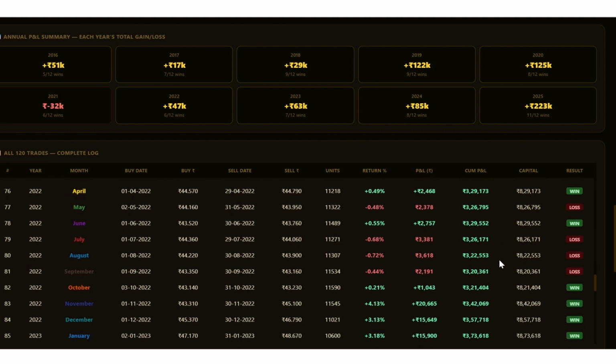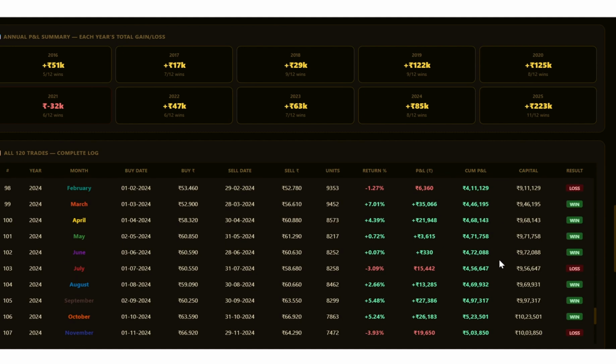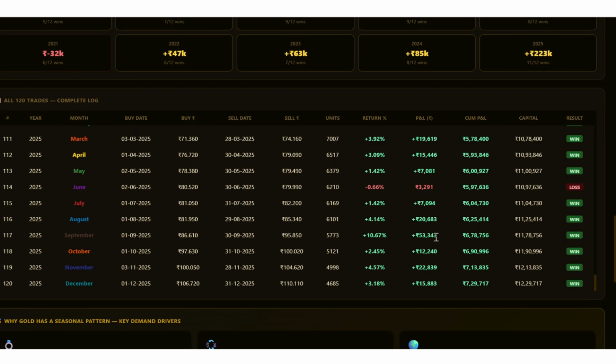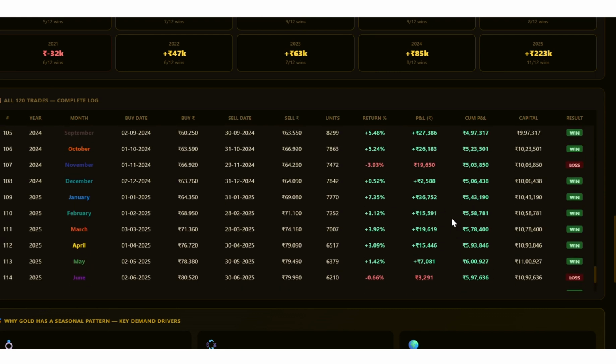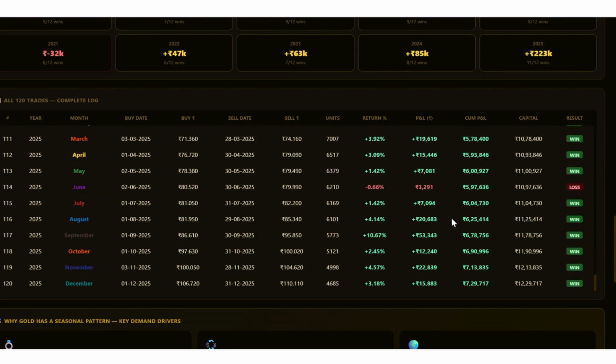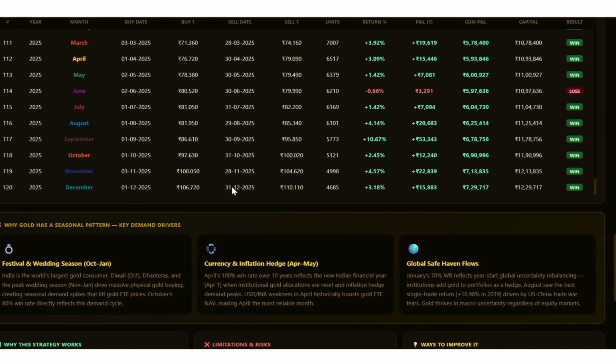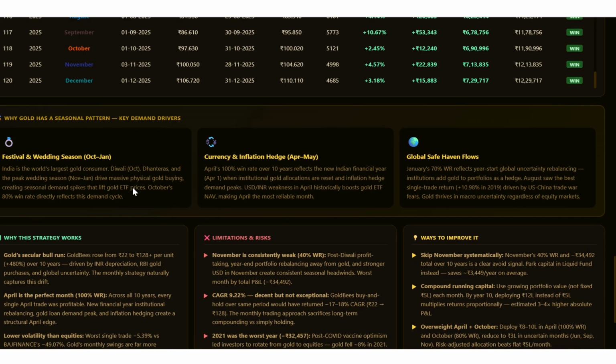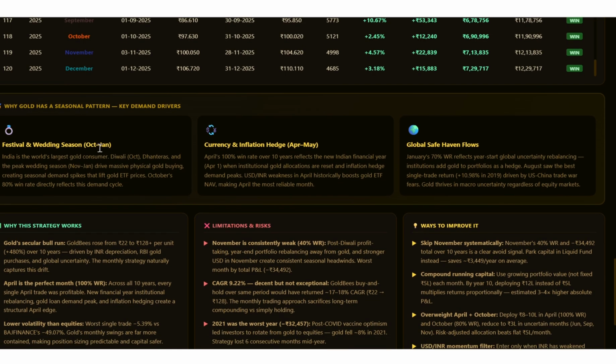So 120 months, as we can see, the last month in our data is December 2025. As we can see, the winning and losing rate and the amounts and everything are being reflected. Now the important part coming here is why gold has a seasonal pattern, the key demand drivers. It is also analyzing the data and giving very insightful things like the festival and wedding season, October to January.